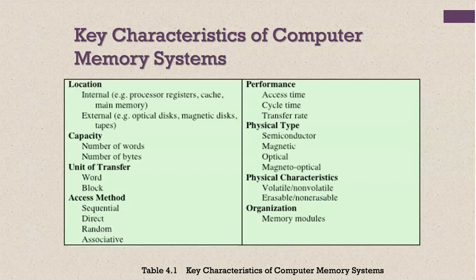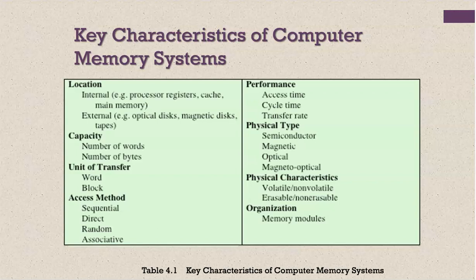And then in terms of unit of transfer, we have seen unit of transfer happening before for our QPI links and also for our PCIe, whereby the unit of transfer is DLLP, and we have seen flits and also packets, right? That was for the PCIe and QPI. But for memory system, the unit of transfer would be word and block, which we will learn about in a bit. And then for the access method for memory systems, we have the sequential, the direct, random, and also associative. And we will see that the cache is typically inclined to use the random and associative. And we will discuss why.